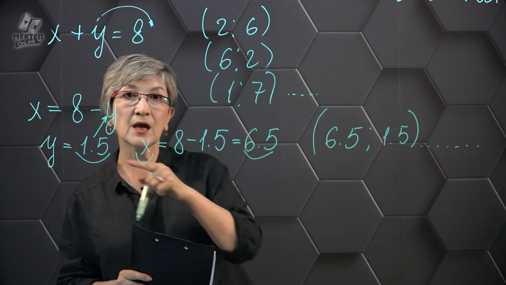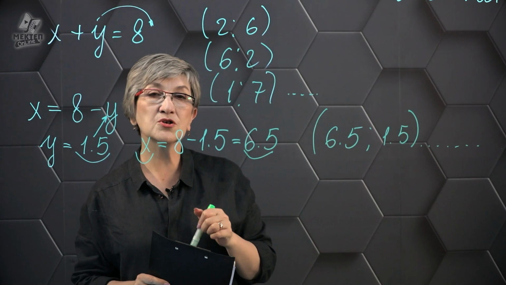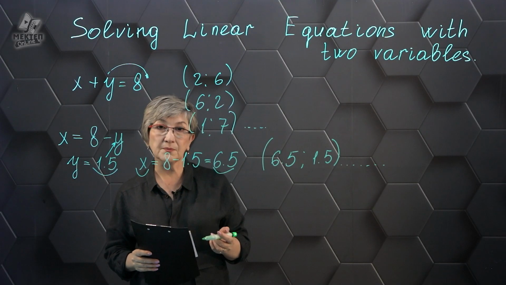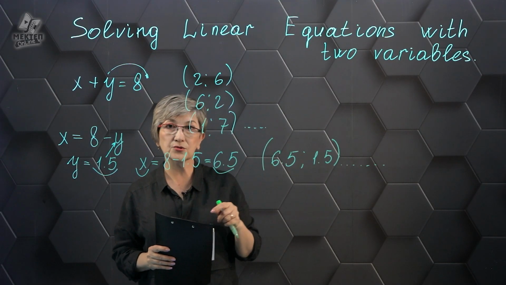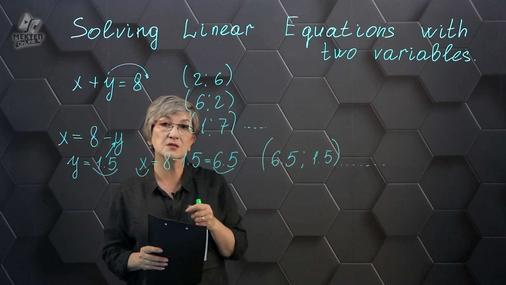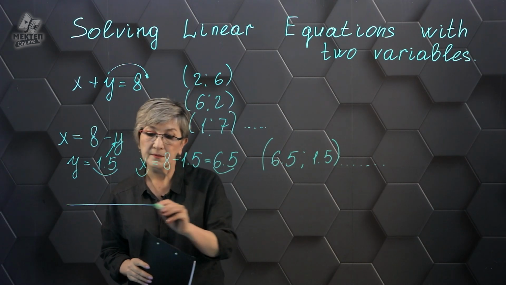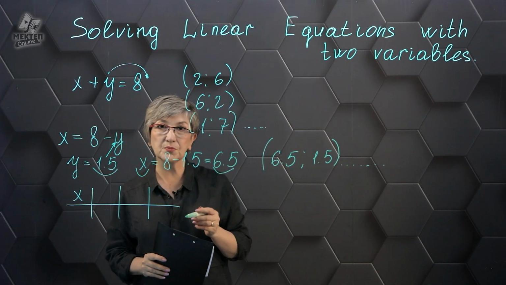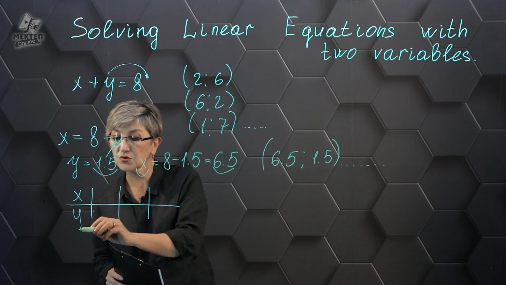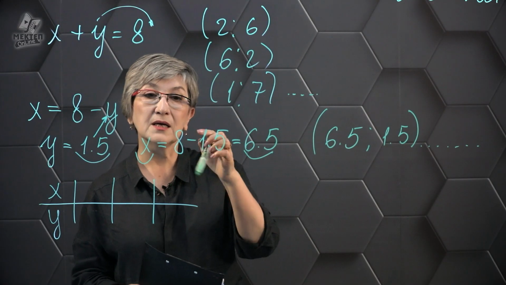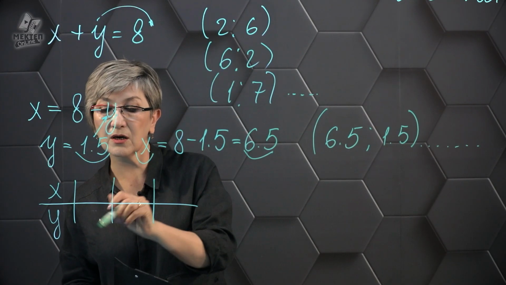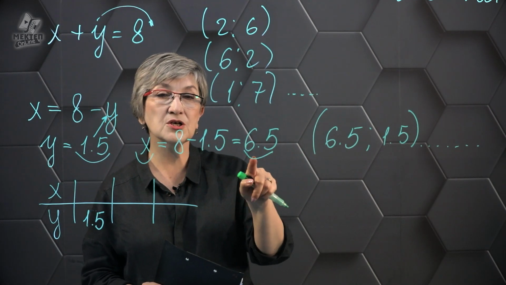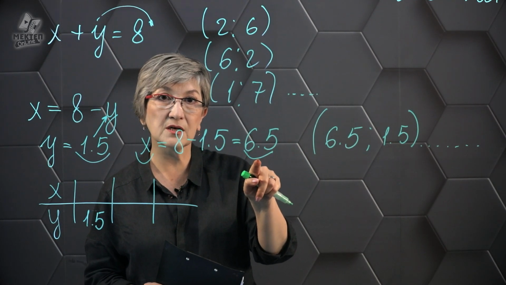But in math, when expressing one variable through another, we can write down another way of finding these values. This way of calculating the pairs of numbers that will be the solution to our equation can be written as a table. I'm going to build a table. In the first row, I'll write down the variable x, and in the second row, I'll write down the variable y. And then if I substitute 1.5 for y, then I can calculate the value of x.